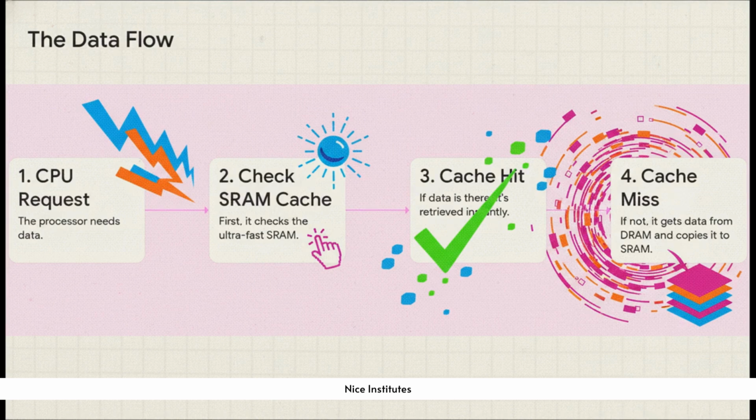If the data it wants is already there, that's called a cache hit. It grabs it almost instantly. Game over. If not, no big deal. It just goes and gets it from the main DRAM, but here's the clever part. It also makes a copy of it and puts it in the SRAM cache, because it's betting you're probably going to need that same piece of data again very soon.